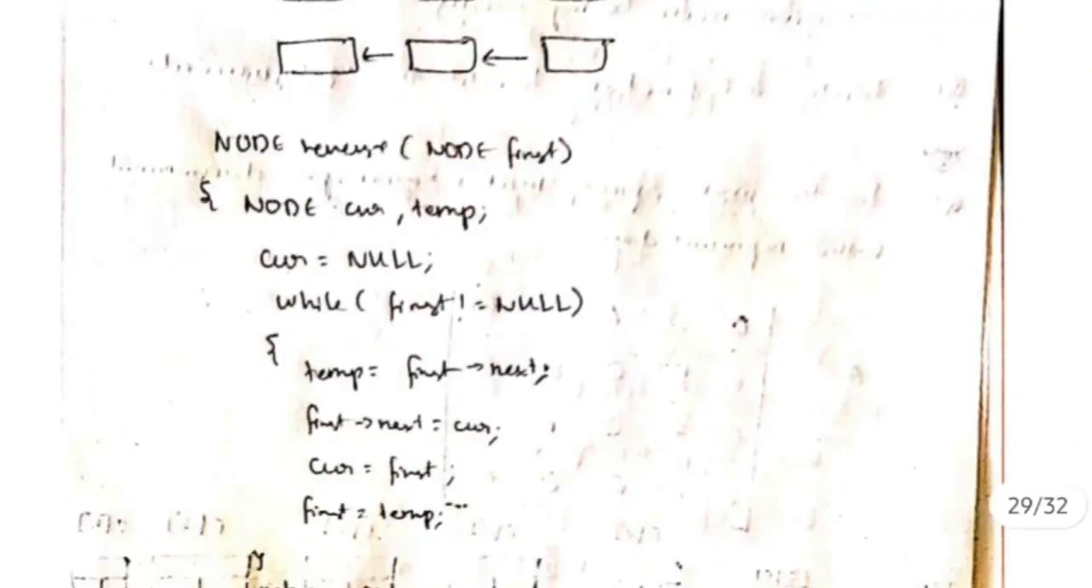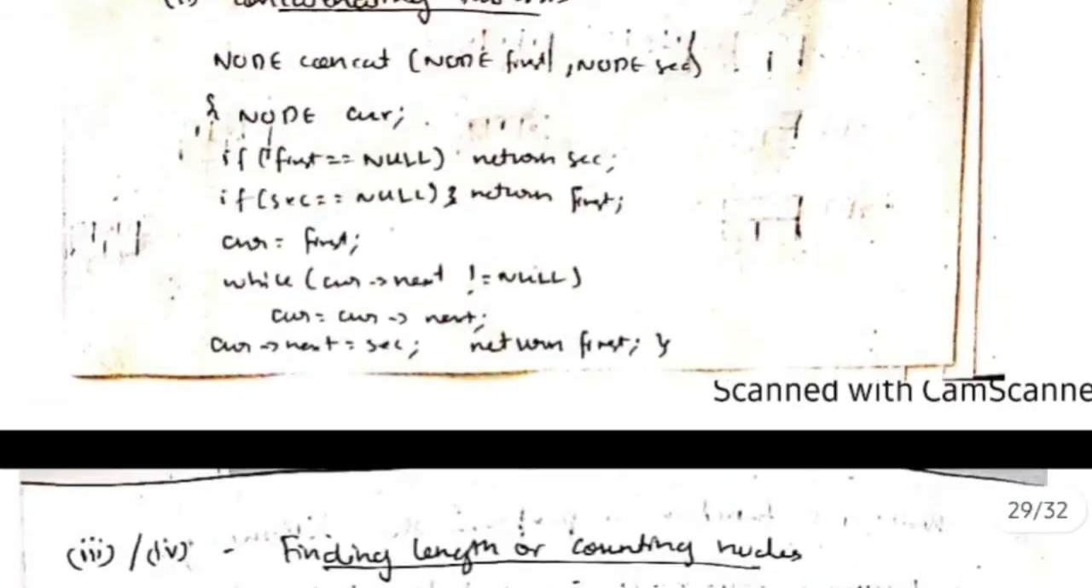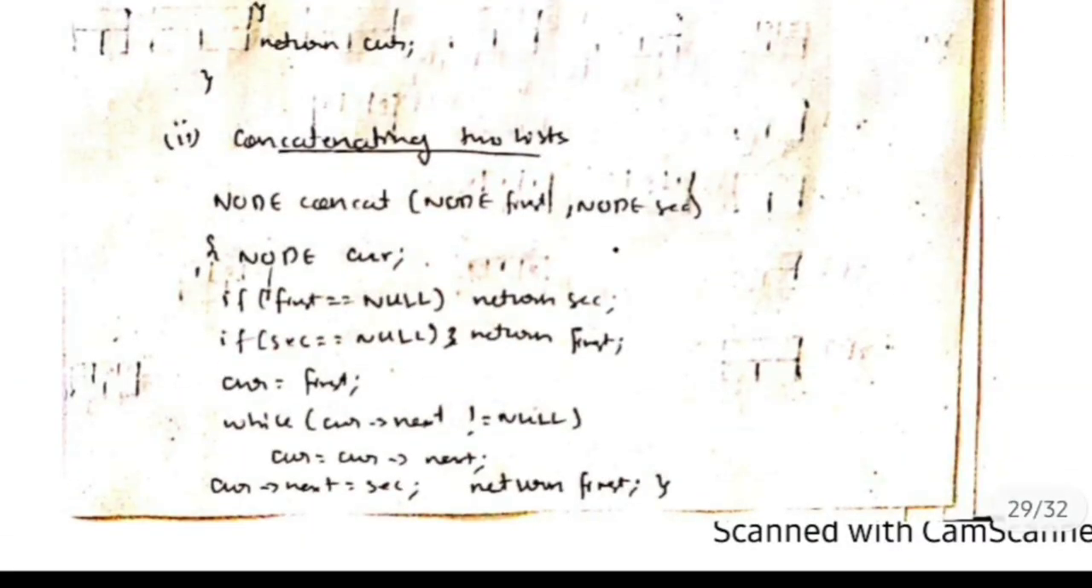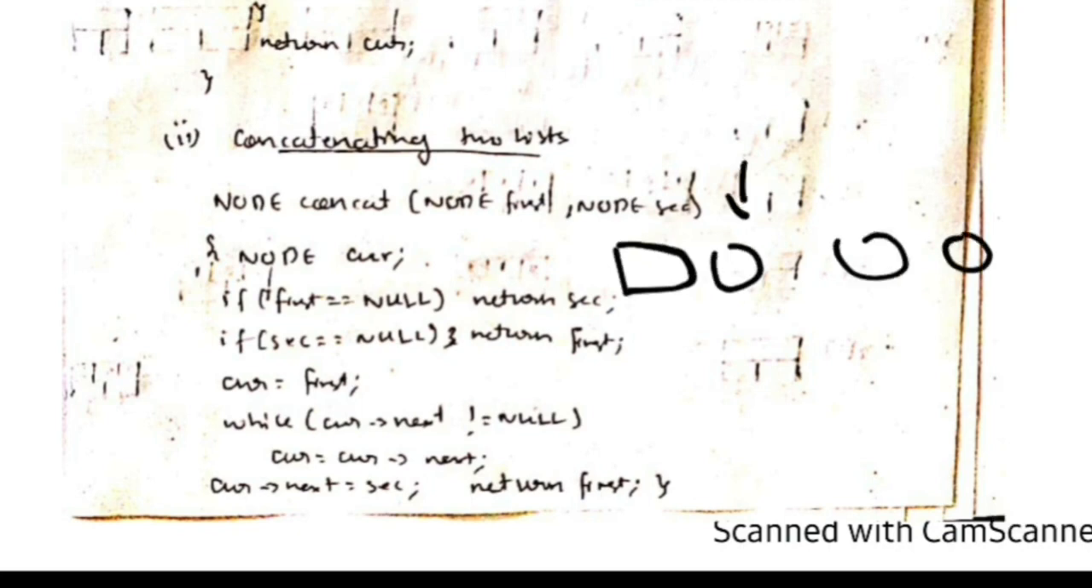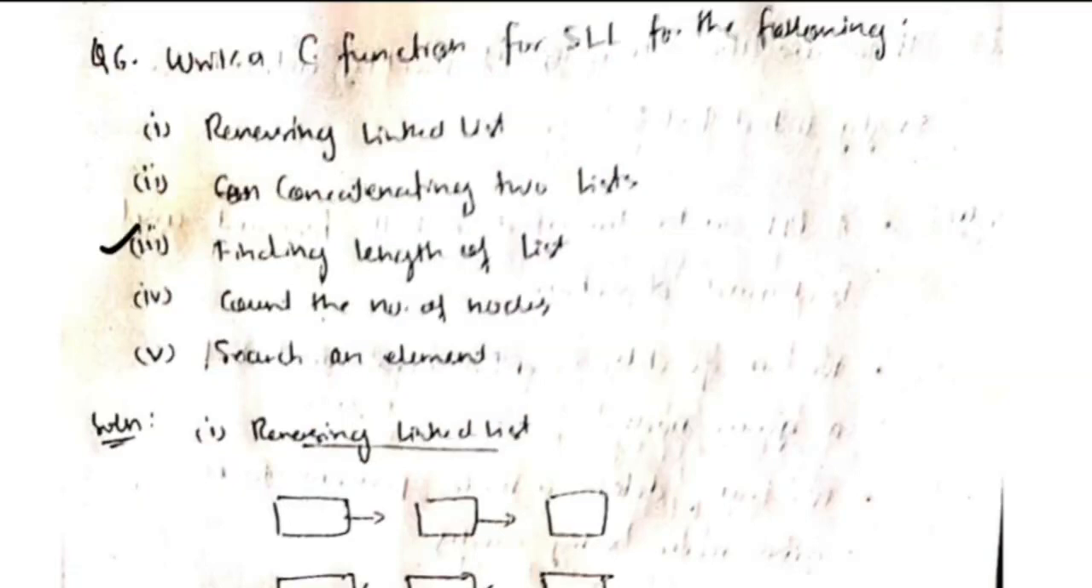Second one is concatenating two lists. Okay, so the concatenation will be as follows, same as the previous one. Two lists will be there. We will just travel to the last node of this list, and we will join it with the first node of the next list.